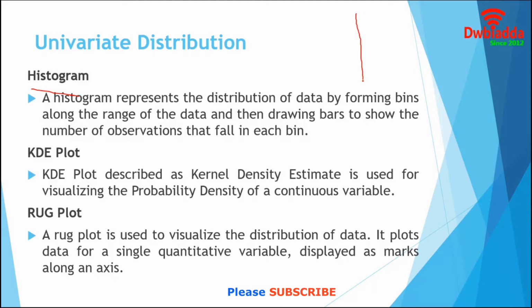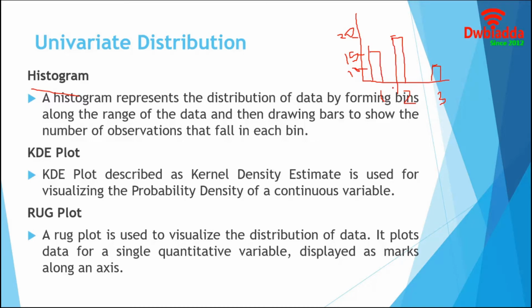Suppose we have a dataset that contains 1, 2 and 3. These values can be numeric or categorical. Let's say 1 appears 15 times. 2 and 3 appear, suppose, 20 and 10 times. If we represent this with a bar, so this is basically the histogram of the dataset.